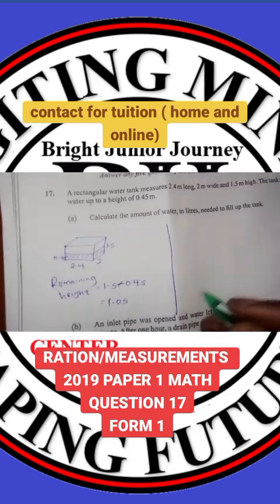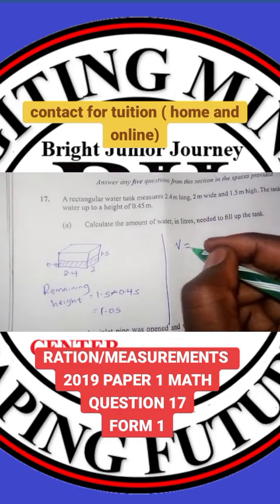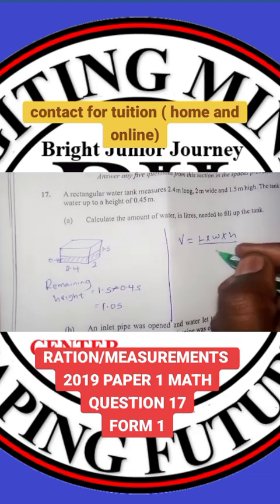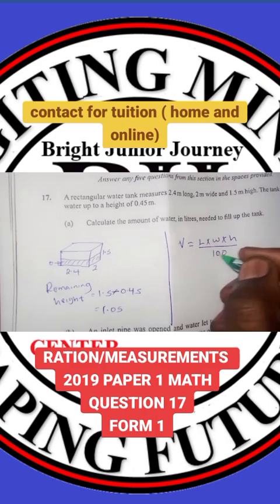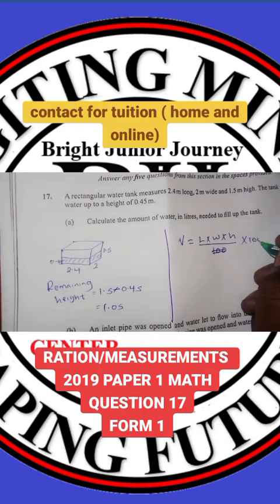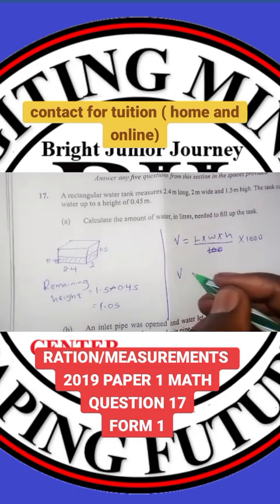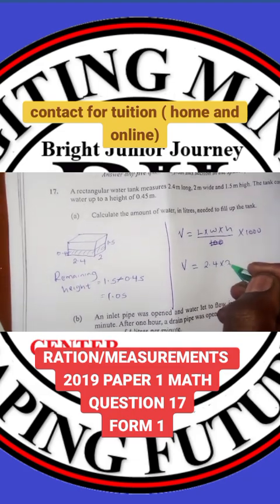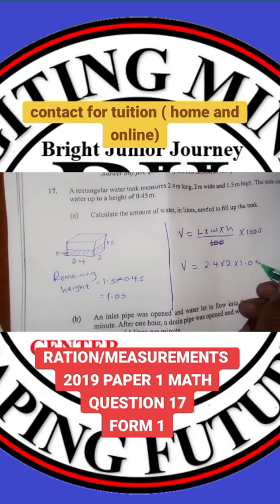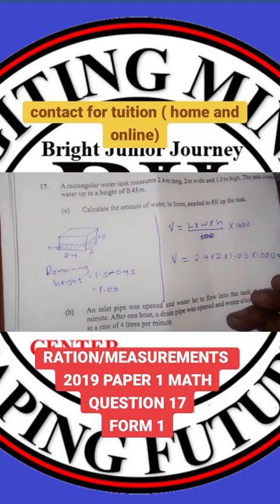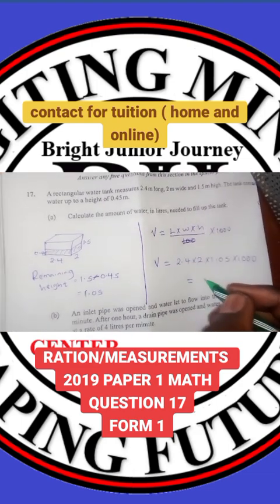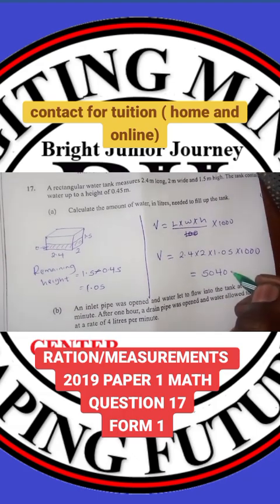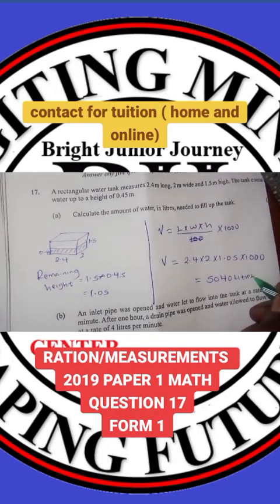Therefore, the remaining water volume is equal to length times width times height. But because they want it in liters, we multiply by 1,000. So I'll say volume is equal to the base, which is 2.4 times 2 times 1.05 times 1,000. Therefore, we'll have our volume to be 5,040 liters remaining for it to be full.